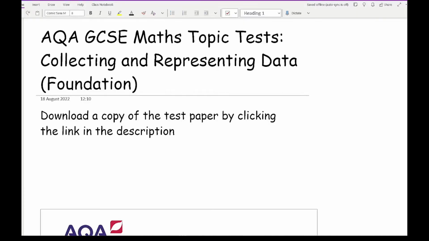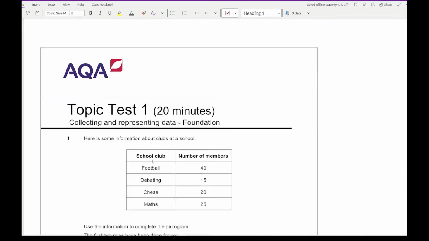Before we get started, it's worth mentioning that there is no indication about whether these questions are calculator or non-calculator. So what we'll do is just not use a calculator, so that if they do appear on a calculator paper, it should be moderately slightly easier. So let's get started on question 1.